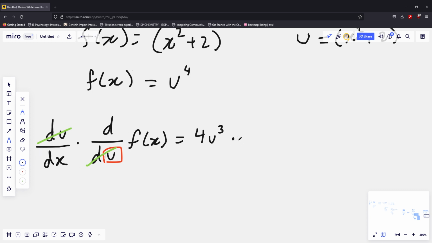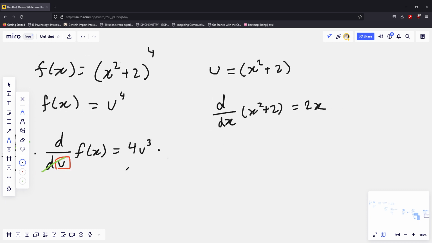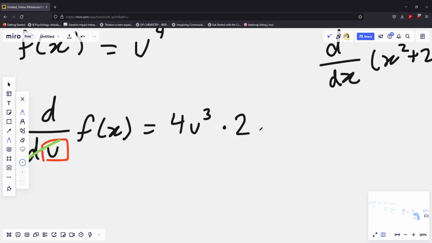So if we're multiplying by du over dx, what does that mean for this side? We're multiplying by the derivative of u with respect to x. So let's find out. What's the derivative of u, which is x squared plus 2, with respect to x? This is easy. Let's use the power rule and the addition and subtraction rules. So here we are: 2x. And that's it. That's the derivative. So we have to multiply this by 2x.